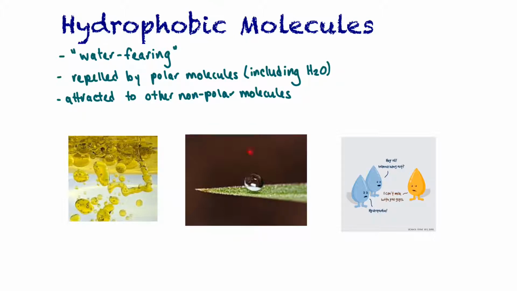And then here's another example where we have a leaf with a bead of water on top because the leaf has a waxy cuticle, and wax is hydrophobic as well, so the water can't dissolve onto the leaf surface.